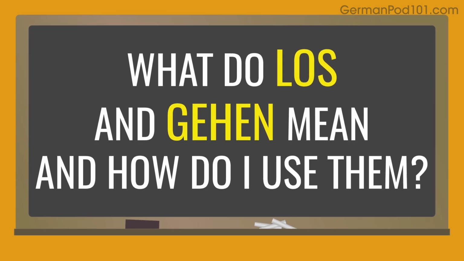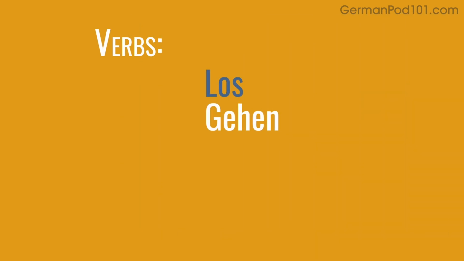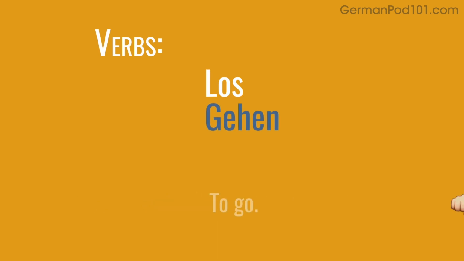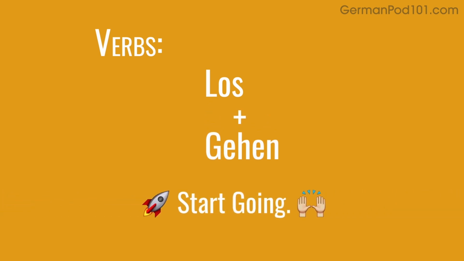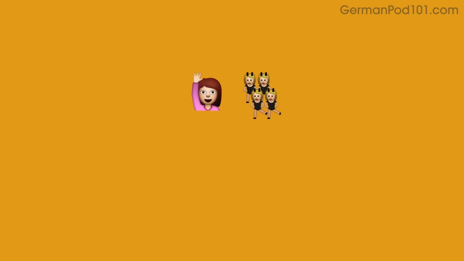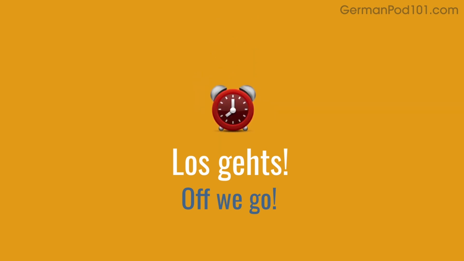What do "los" and "gehen" mean, and how do I use them? "Los" has no literal translation, but means something along the lines of let's go. "Gehen" means to go. When used together, "losgehen" means to start going, when you're about to leave. Let's do some examples so you can learn how to use "los" and "gehen" correctly. Let's start with a phrase that uses both. If you and your friends are getting ready to go somewhere, you can use the phrase "Los geht's," which literally means off we go. This lets the people you're with know that it's time to get going.